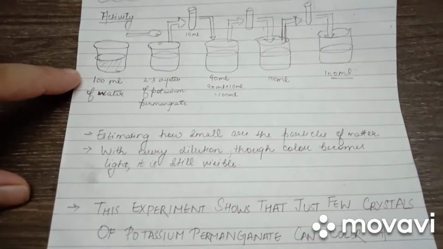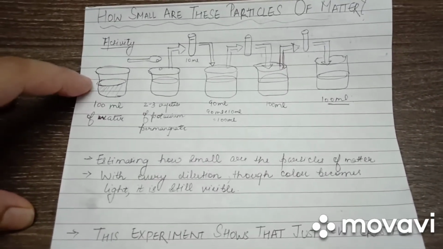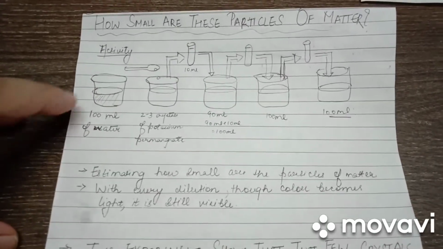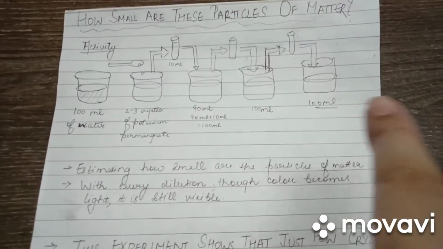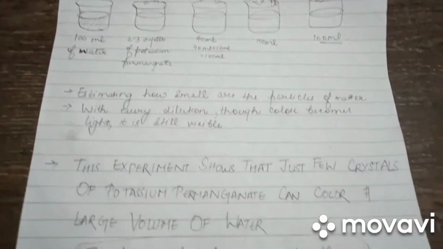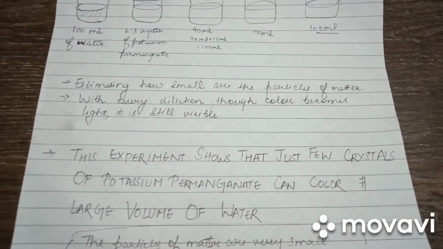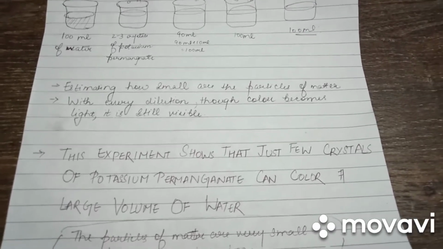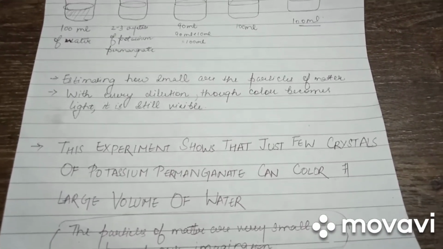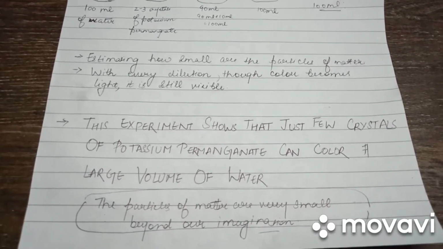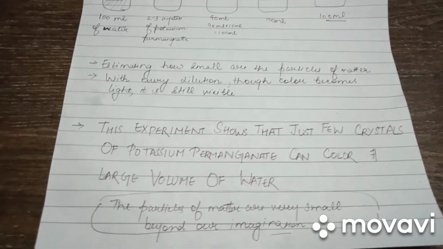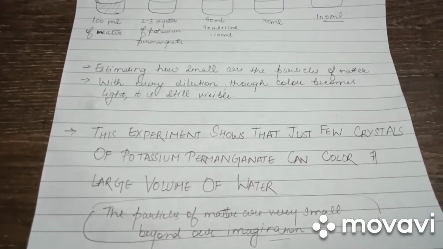Through this experiment, we can see that even when we are trying to dilute the water, a certain color still persists even after 5-6 dilutions. This experiment shows that just a few crystals of potassium permanganate can color a large volume of water. The particles of matter are very small, beyond our imagination, is a point which should be noted.